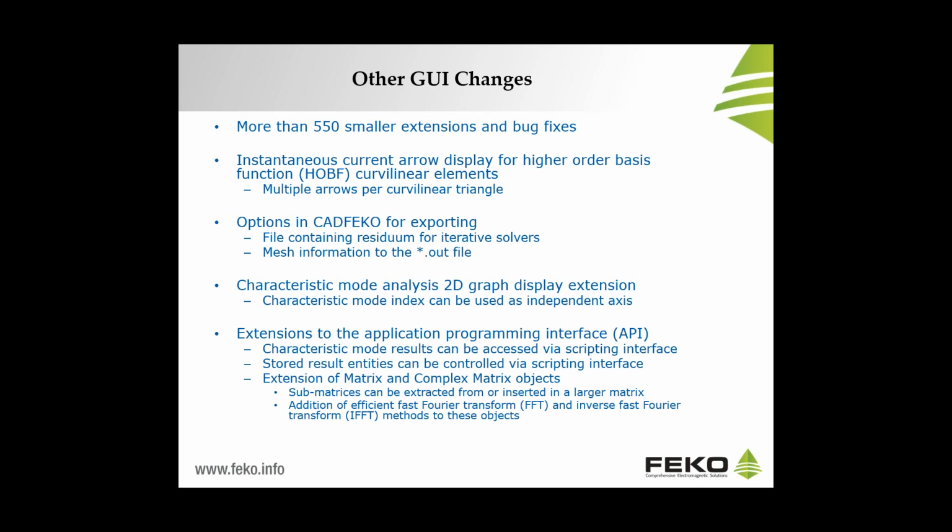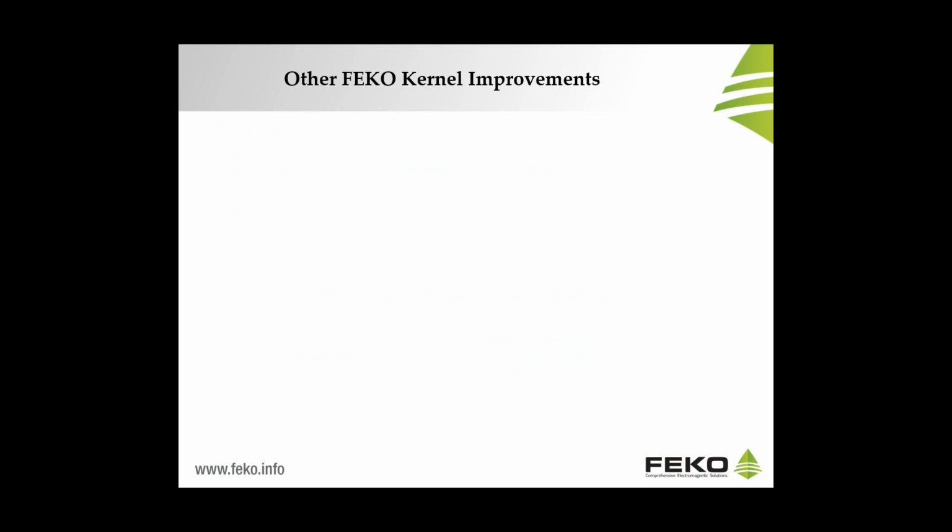And regarding our application programming interface, our API, now via the scripting interface, you will be able to access the characteristic mode results. You will also be able to control the stored result entities, and also we have extended the matrix and complex matrix objects. Now if we talk about other kernel improvements, we also have done a significant number of extensions and bug fixes.